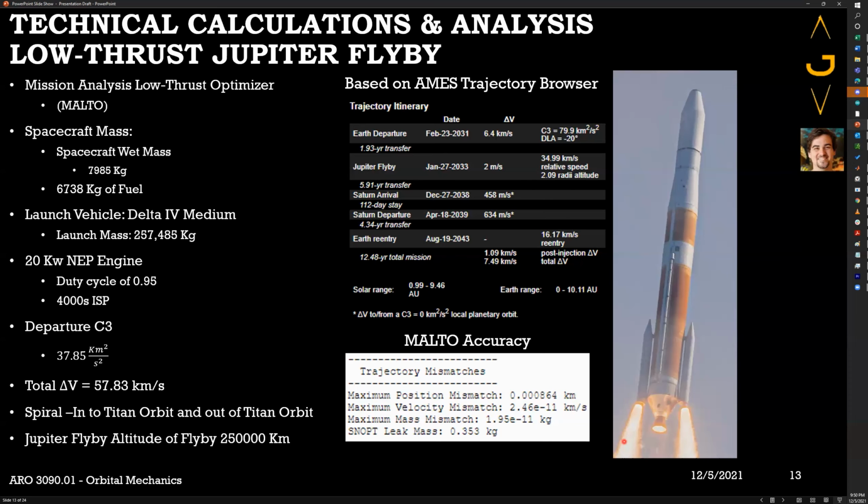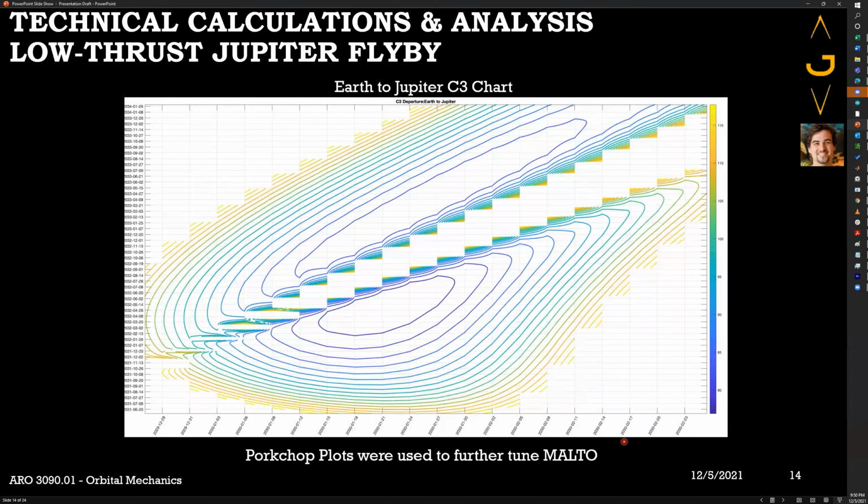Next slide. In order to refine our trajectory in Malta, we developed a MATLAB script to generate pork chop plots for arrival and departure times, as seen here.